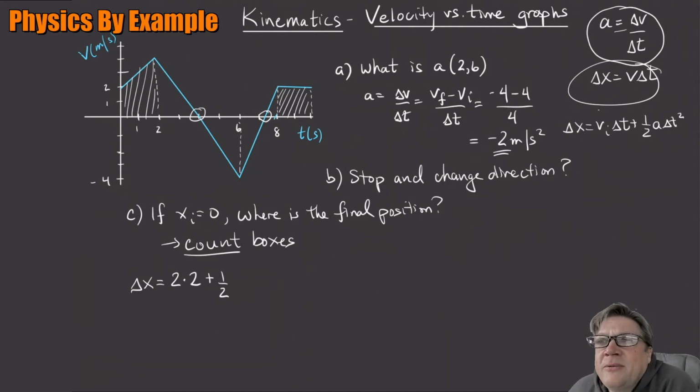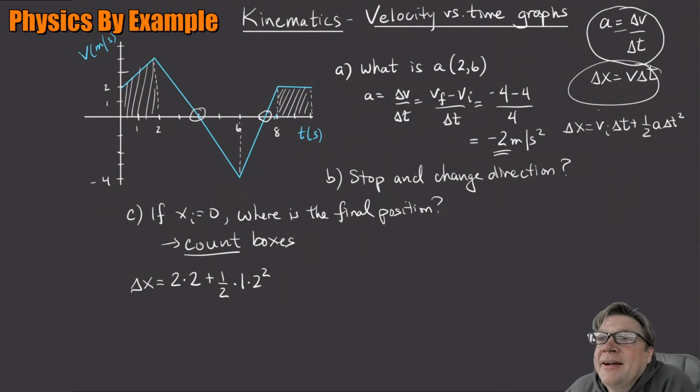What is the acceleration during those first 2 seconds? Well, I go from 2 to 4, right? So I increase my speed by 2 over 2 seconds, so that a is going to be 1. The slope of that line is 1. So this is going to be times 1 times 2 squared, right? I'm just filling in numbers in that formula. Okay, that's the first piece.